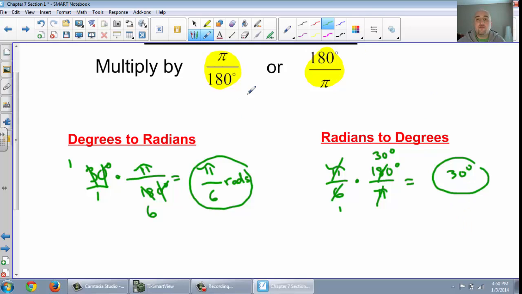Okay, so you multiply by pi over 180 or 180 over pi, depending on what you start with. So if you're starting with degrees, you're going to multiply by pi over 180. If you're starting with radians, you're going to multiply by 180 over pi. All right, hopefully that's easy enough.